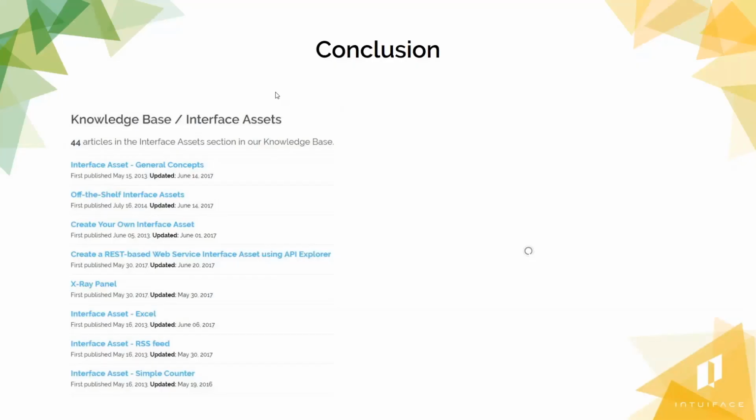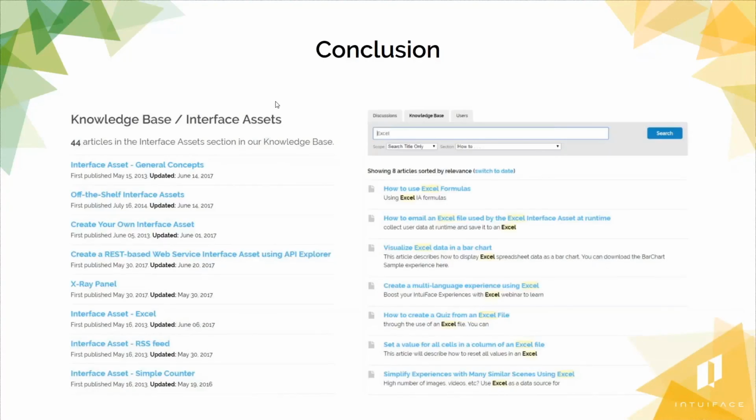So to conclude this webinar, I wanted to say that we talked about connecting an interface experience to external data. But behind the scene, we have been talking about interface assets. These things that you can reuse directly from the off-the-shelf interface assets using an Excel file, using the API Explorer, or if you want, create your own interface assets, .NET or JavaScript, which will let you create all the connections you need between interface and the outside world to add data, to import data, to export data, or just to add some business logic.